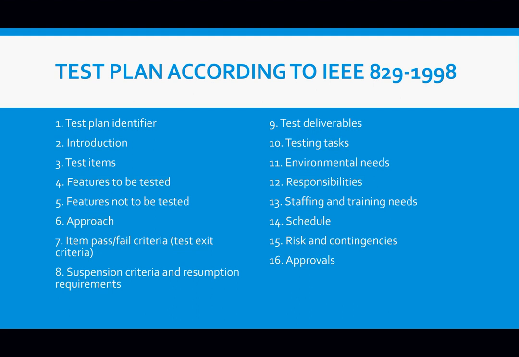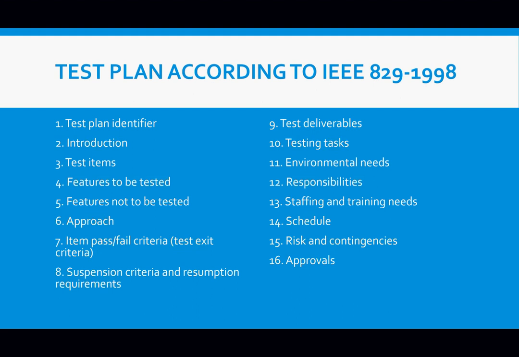So then what is your resumption criteria? For instance, if there's a bug for that particular test, then the resumption requirement could be that the bug's already been fixed, or the developer is not around to fix it, then when the developer is around, then you can continue. So you need to put those suspension criteria and resumption requirements in this particular section of the test plan.